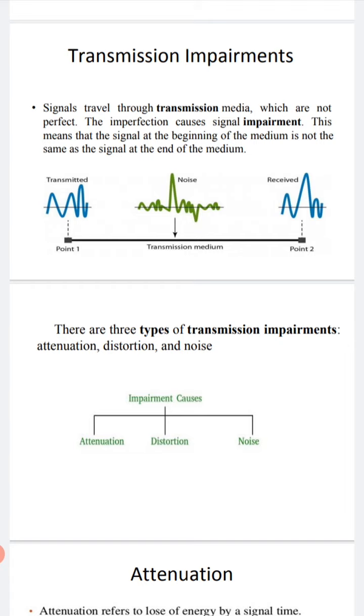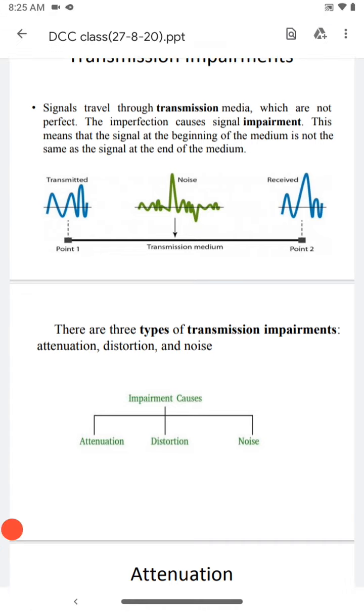When the sender is sending the data, the signals travel through transmission media which are not perfect, because some noise will be added. The imperfection causes signal impairment. That means the signal at the beginning of the medium is not the same as the signal at the end of the medium.